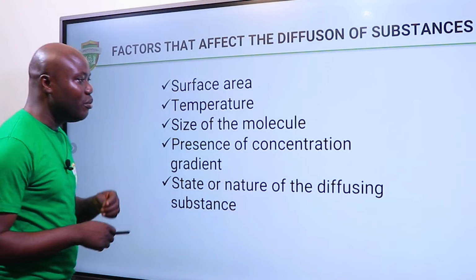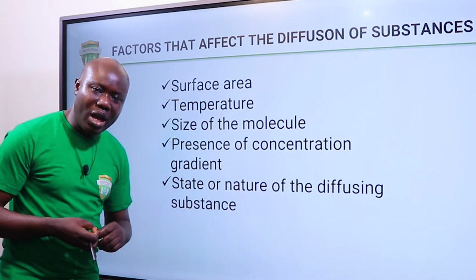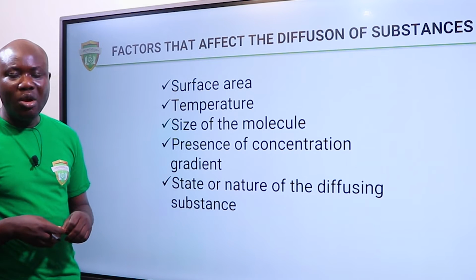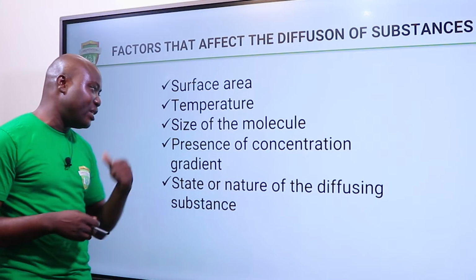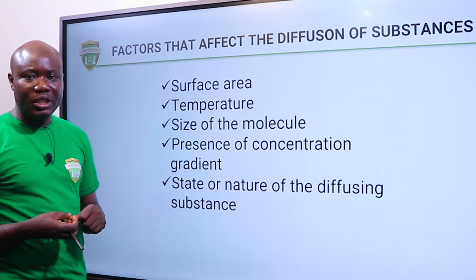Then we have the size of the molecules that are trying to diffuse. 1 candy, 2 candy, the same quantity of water. Of course, 1 candy will diffuse faster than 2 candy. Then we have presence of concentration gradient.